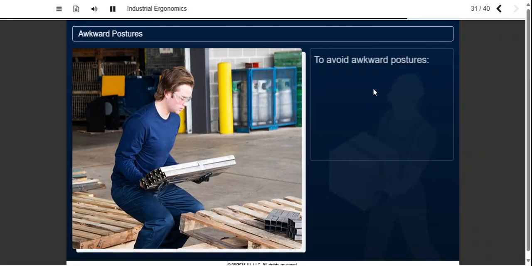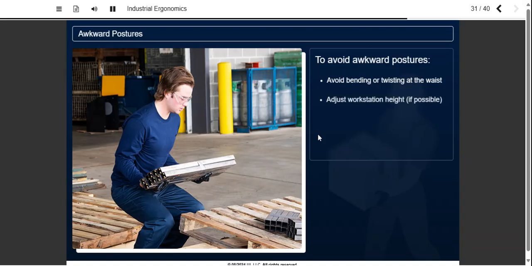Avoid awkward postures. Don't bend or twist at the waist. This includes when you're reaching or lifting. If your workstation is adjustable, raise it to a comfortable height. Place items that you use frequently at waist level so that you don't have to stretch or stoop to reach them. Use reaching tools instead of stretching up or down.